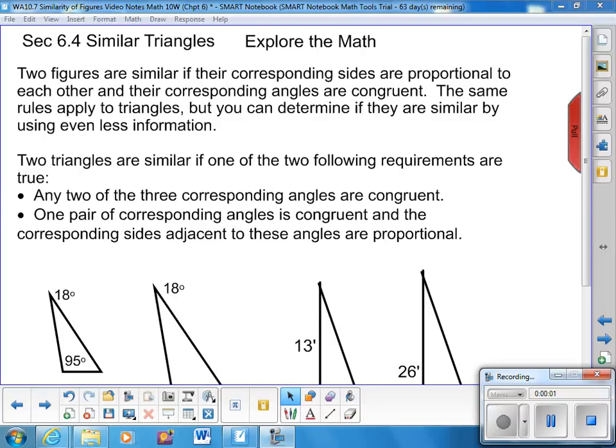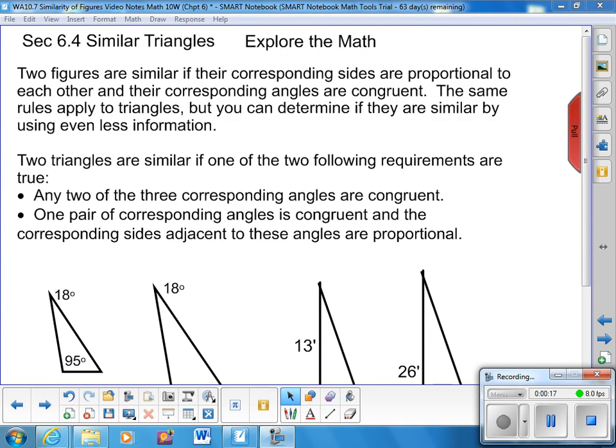Today's lesson is on similar triangles. Two figures are similar if their corresponding sides are proportional to each other and their corresponding angles are congruent. The same rules apply to triangles, but you can determine if they are similar by using a lot less information.